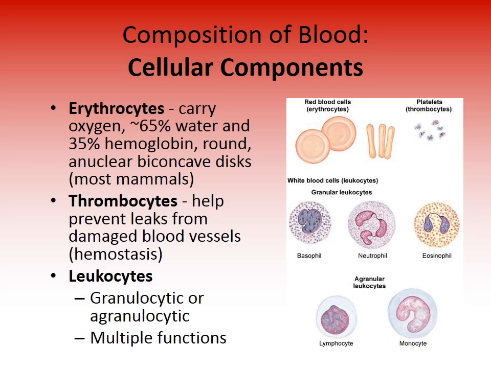And then lastly, our leukocytes. We talked about there being 5 different types of leukocytes, and 3 of them are granulocytes, and 2 of them are agranulocytes, which means that they have no granules. And they have different functions depending on what white blood cell we're talking about.